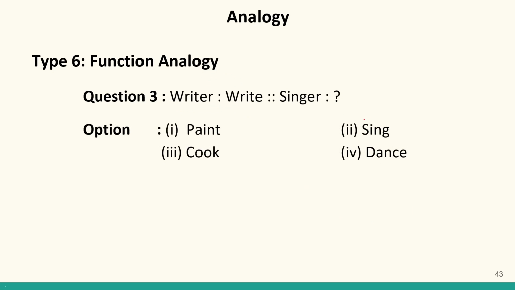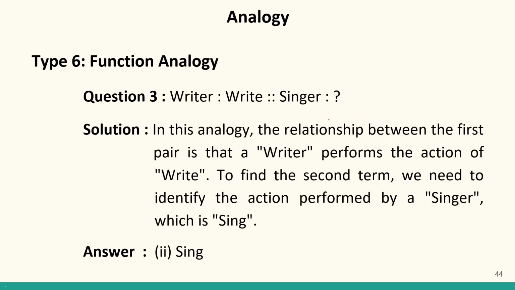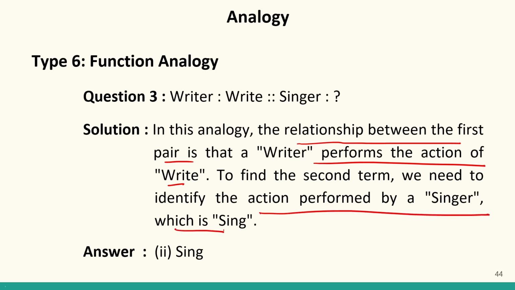Now, very easy. The function of a writer is to write. So the function of a singer will be to sing. So our answer will be option number 2, sing. Here in the solution you can see the relationship in the first pair is that a writer performs the action of write, and we need to identify the action performed by a singer, which is sing. So we are following the same role, the same action. Okay. This is how you solve questions for function analogy.